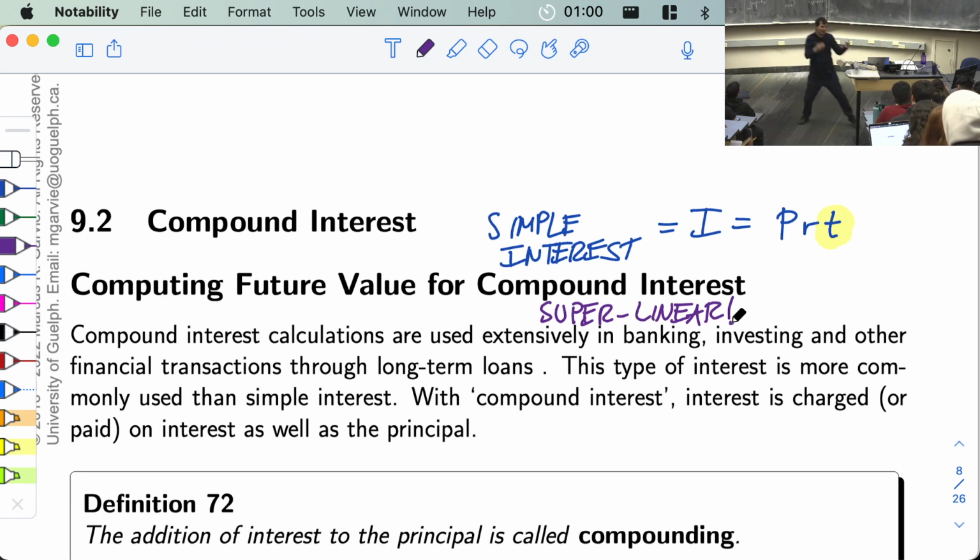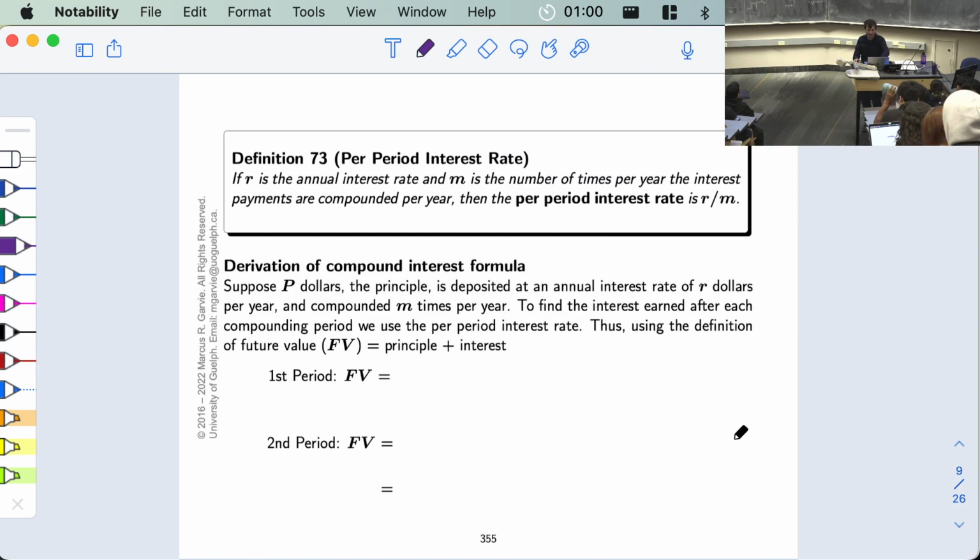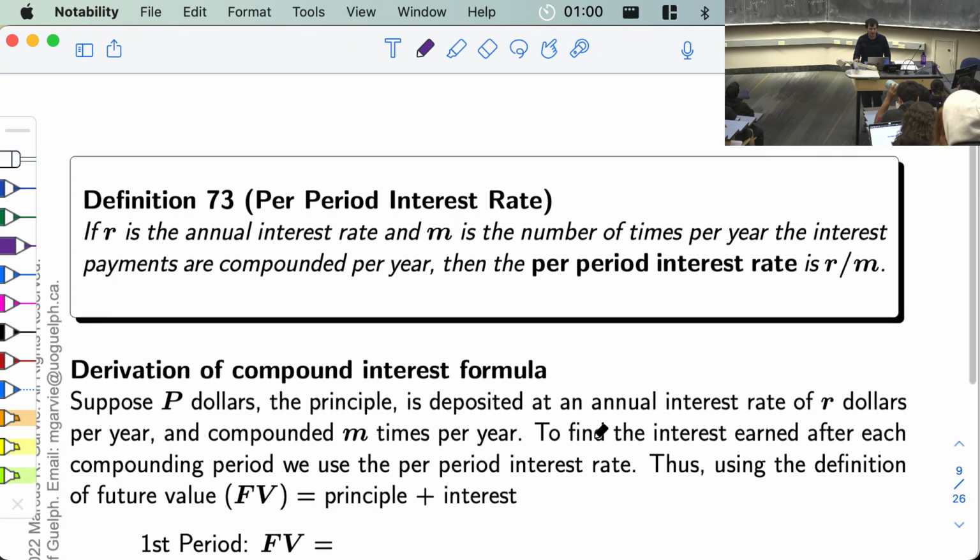So you're getting better than a linear rate. It's superlinear. And in fact, we're going to see it's actually exponential, and it ties into all these other things we've been doing in the course with exponentials. And so this is the idea, the addition of interest to the principal. Our principal amount, instead of being a constant P forever, is actually going up. Okay, and what I want to get to is this derivation. This is the idea.